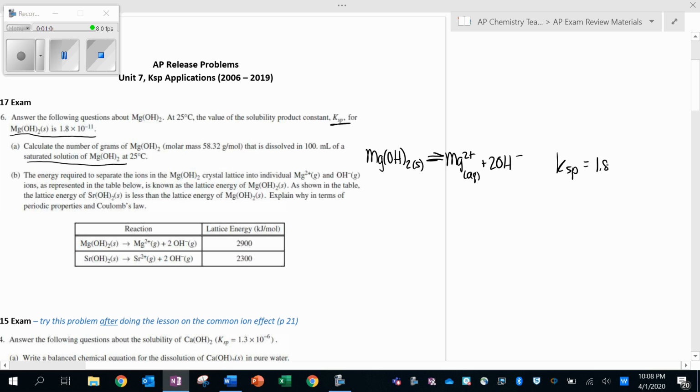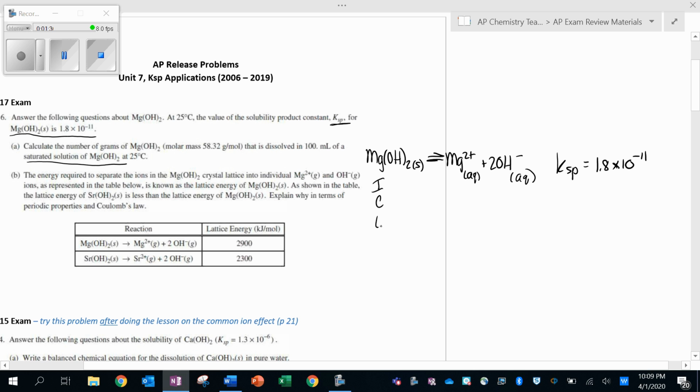It is 1.8 times 10 to the negative 11th. So this looks like a fairly insoluble solid. We're not going to make very many aqueous products because our K value is really small. I'm being asked to calculate the number of grams that will dissolve in 100 mL of saturated solution. I may not have encountered a problem like this before, but I'm being asked about how much of something dissolves, so a good first step would be to calculate the molar solubility.